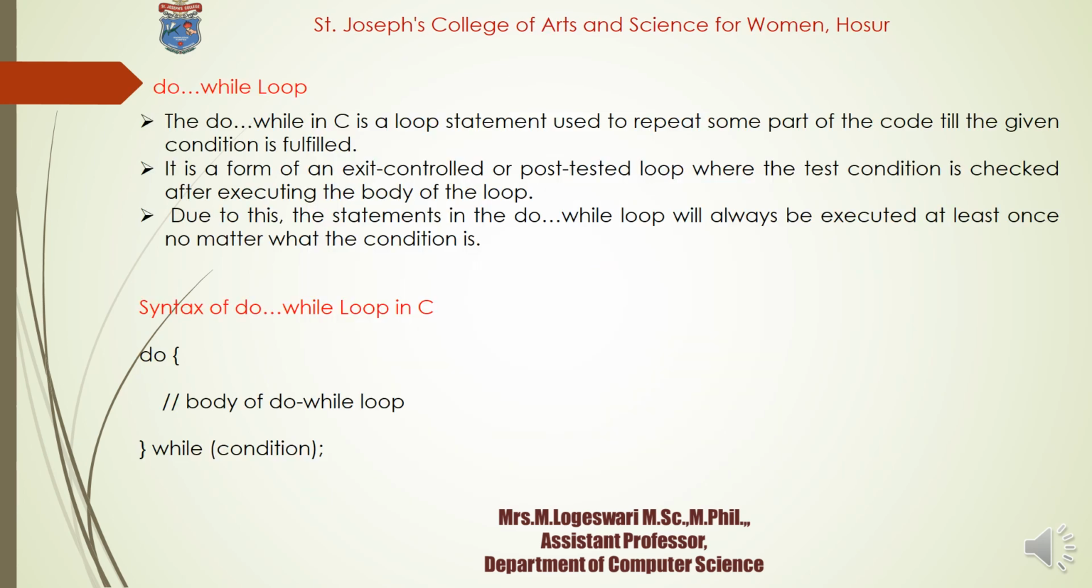Next we are going to see the do while loop. The do while loop is used to repeat some part of the code till the given condition is fulfilled. Another name for it is the post tested loop. The do while loop will always execute at least one time. What is the syntax for do while? You give the do keyword. After that you give the open brace and the body of the loop, and at the end the close brace. After that you give while condition, and at the end of the while condition you give a semicolon.